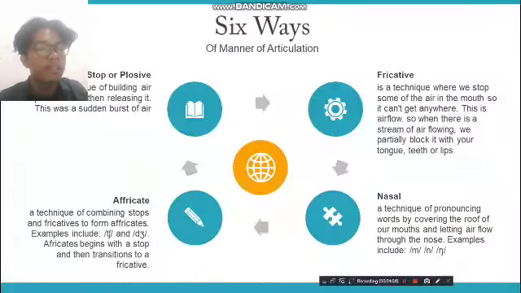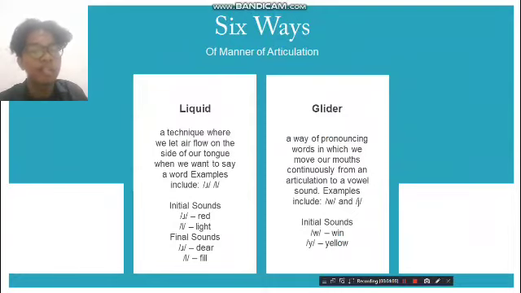Okay. Next, there's a liquid. So liquid is a technique where we let air flow on the side of our tongue. So when we want to say a word, examples include for initial sound, fat, light, and for final sound, tear, feel.